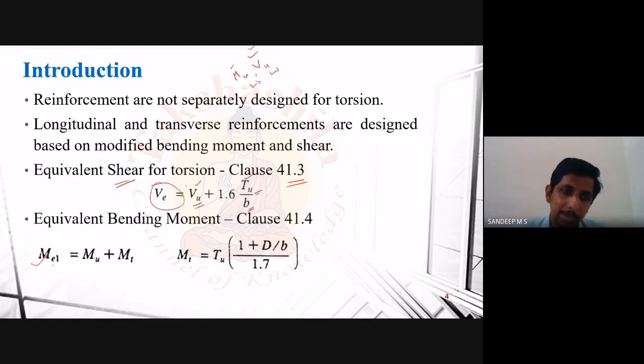Equivalent bending moment, Me1, is given by this expression, that is the normal factored bending moment plus the torsional bending moment. The bending moment in terms of your torsion can be again calculated using this equation. Mt is equal to Tu into (1 plus total overall depth divided by your width) divided by 1.7. Okay, this is the only difference. So you have to use this shear force and the bending moment for design of your beam.